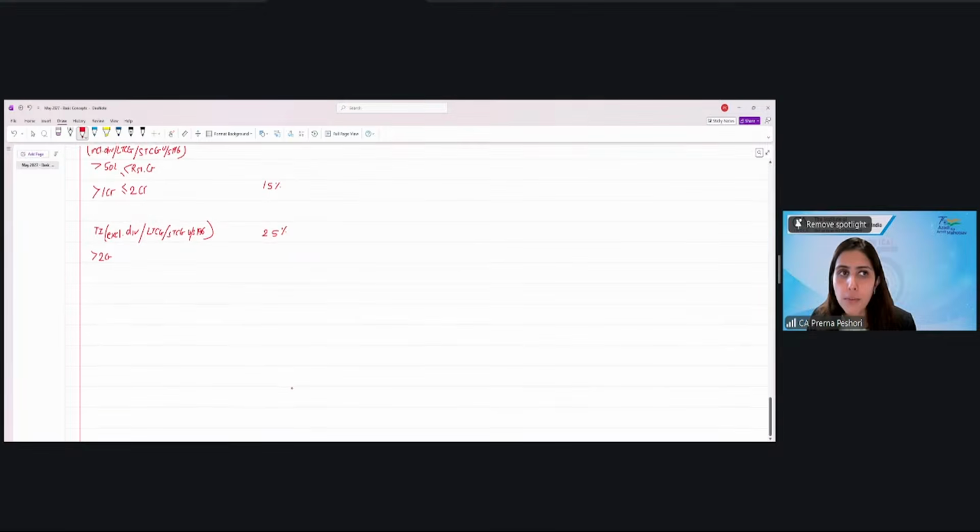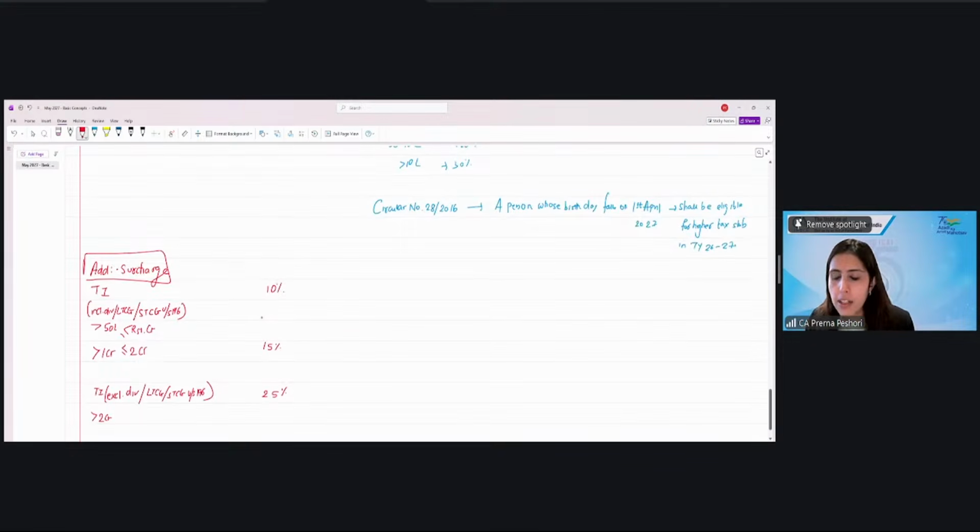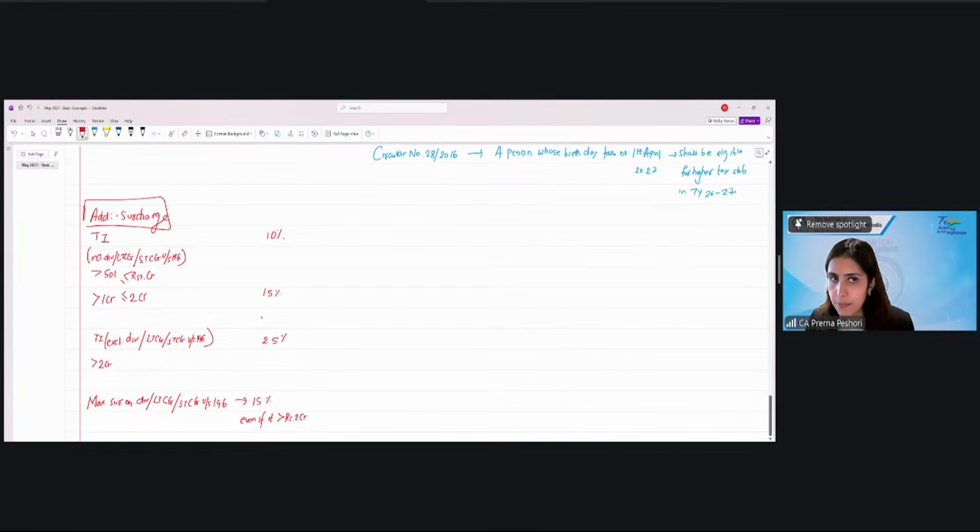So therefore, what it means is that the maximum surcharge on the dividend, LTCG, STCG is 15% even if it exceeds rupees 2 crore. So let us understand with the help of an example.